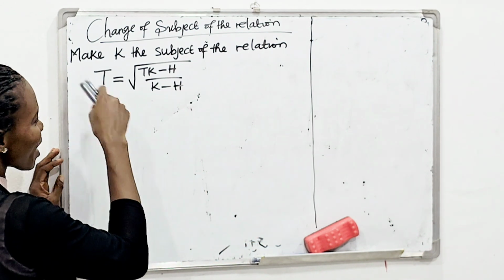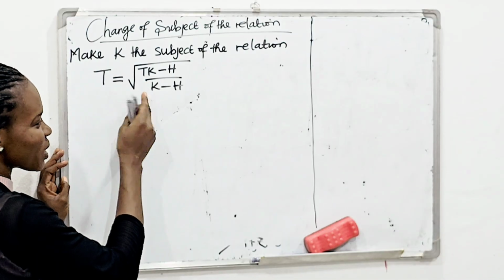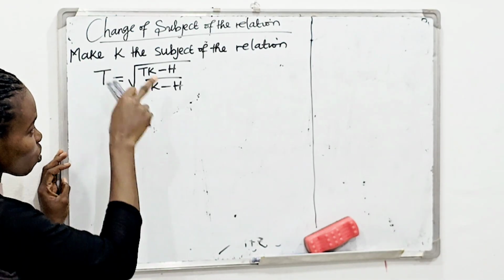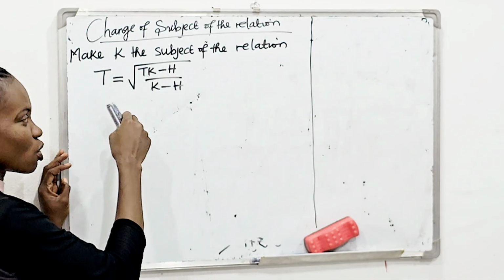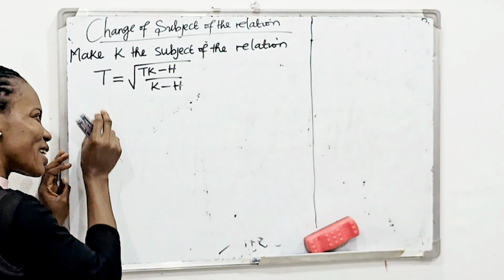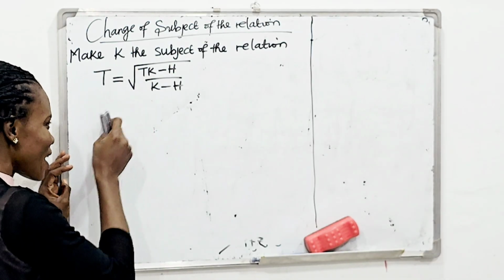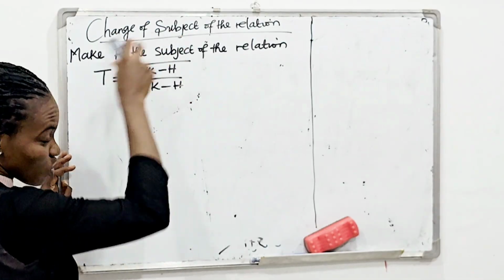So if I now ask you to change the subject of, maybe I call a particular alphabet and tell you to make it the subject of the relation, just like in this question, we are asked to make K the subject of this relation. So in other words, we want to make K stand alone. We want this equation to be K is equal to something. Okay, so that's what this question is asking us.